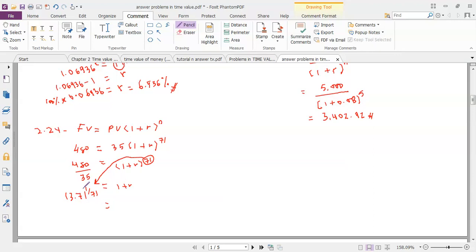Betul? Betul. Dapat tak jawapannya berapa? The power of 1 over 17. Okay. Kita dapat tak jawapannya berapa? Kita dapat kat sini. Cepat. Okay, how to calculate this?